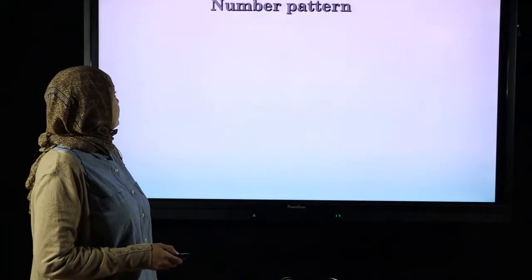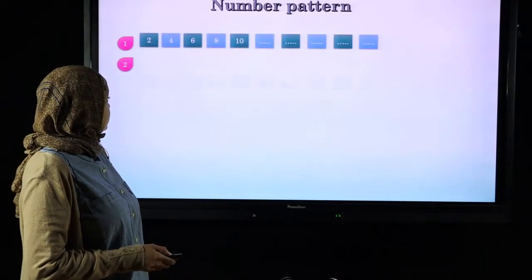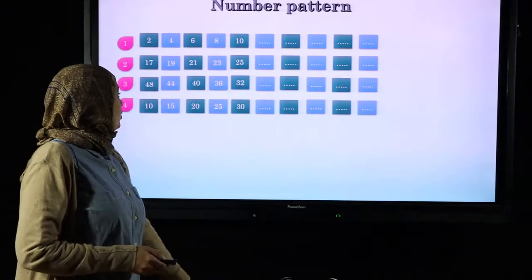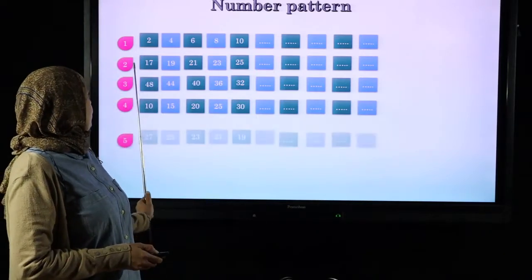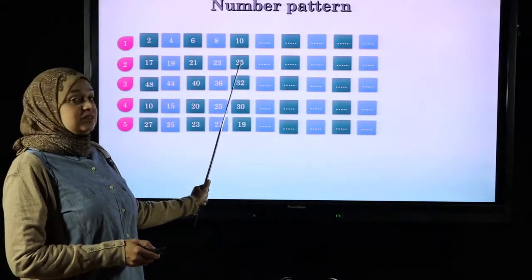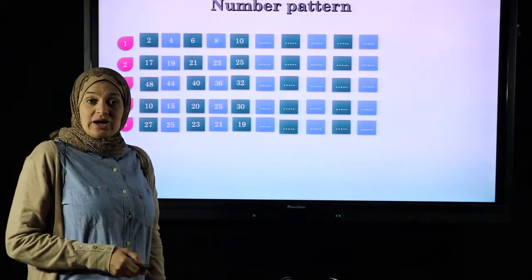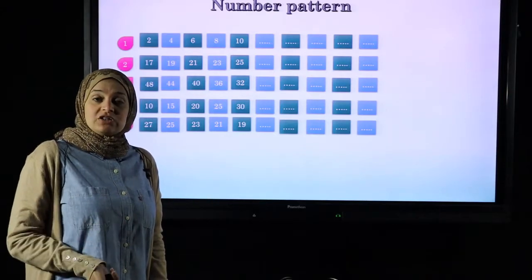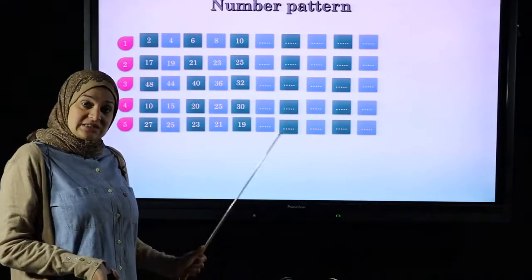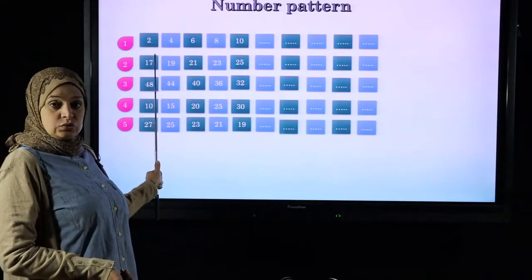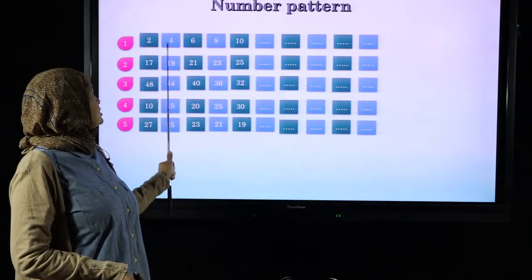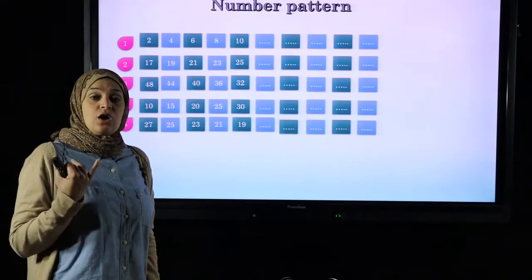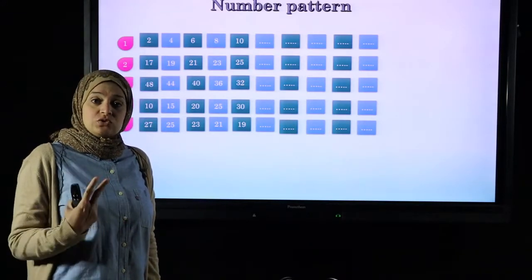Let's answer the first question. We have the first one: 2, 4, 6, 8, and 10. When I want to answer the pattern, I have to find first the key. The key is going to help me to answer the numbers. The first number is 2, and then the next number is 4, and then 6. So from 2 to 4, how many jumps did we jump? Let's count. After 2, 3, 4. Excellent. So we jump by 2 numbers.